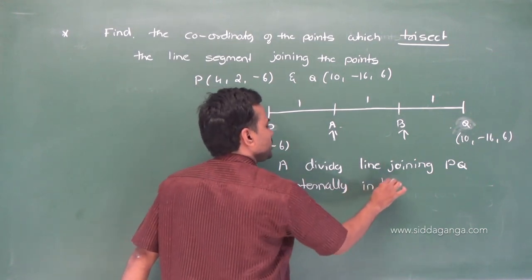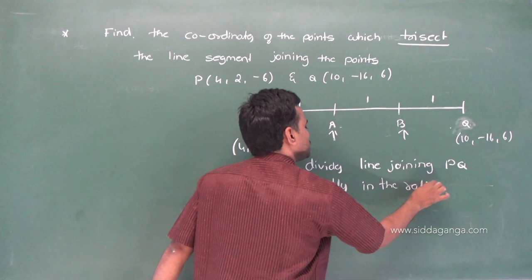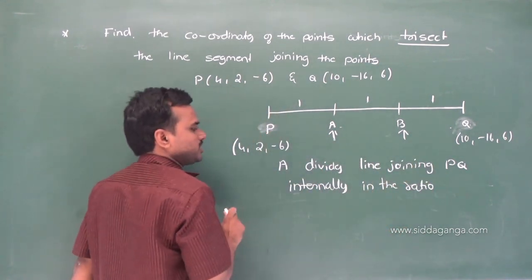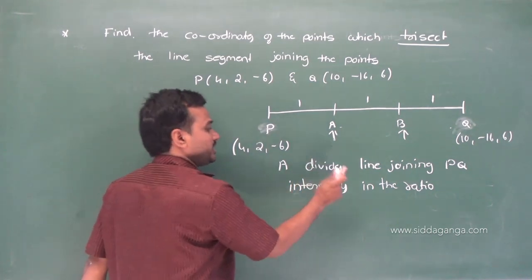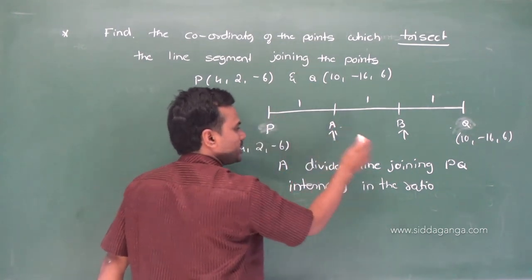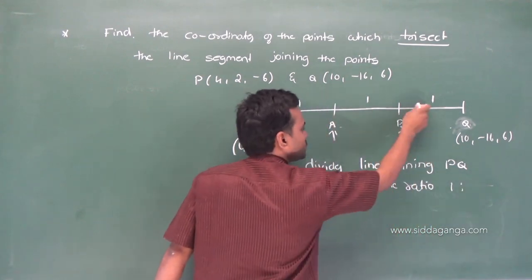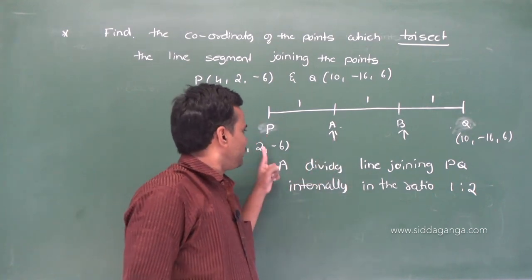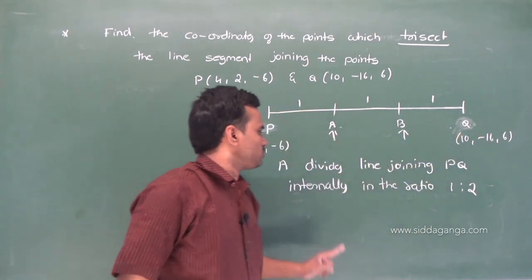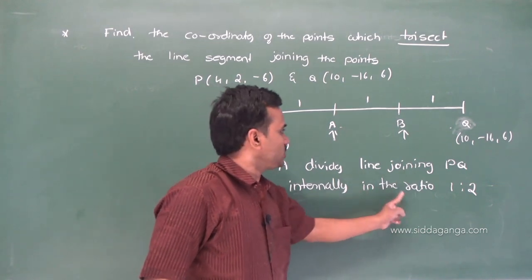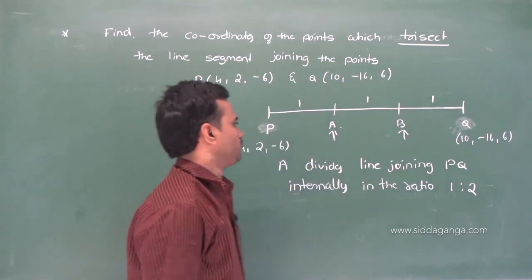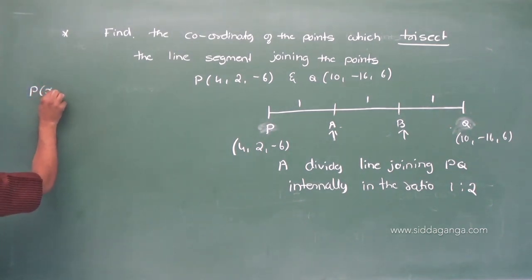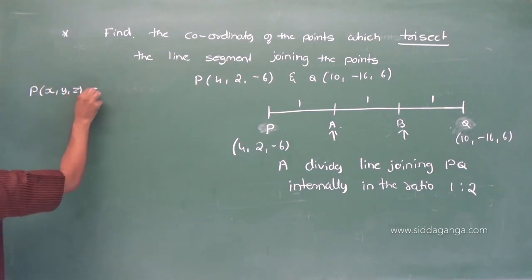Internally in the ratio. Observe here, A divides PQ, the line joining PQ, internally in the ratio 1:2. 1 plus 1 is how much? 2. Correct? A divides the line joining PQ internally in the ratio what? 1:2. Okay. Using the section formula, we know the section formula for internal division.